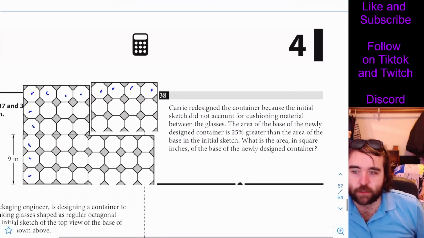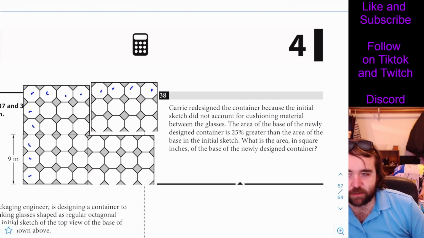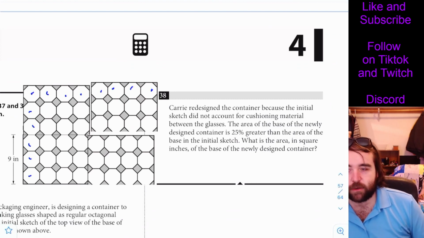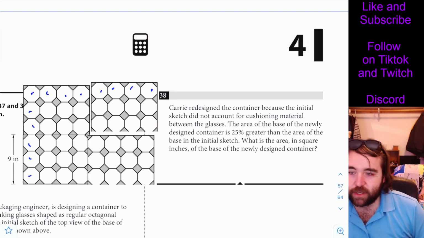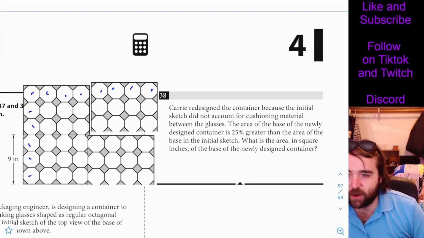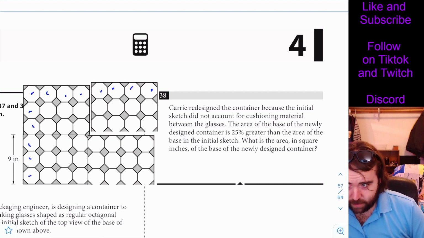So Carrie went back to the drawing board and redesigned the container because the initial sketch did not account for cushioning material between the glasses. Yeah, I was wondering that same thing. Thought maybe she just thought they'd be so tight they wouldn't move around anyway, so it wouldn't matter. The area of the base of the newly designed container is 25% greater than the area of the initial sketch. What is the area in square meters of the base of the newly designed container?